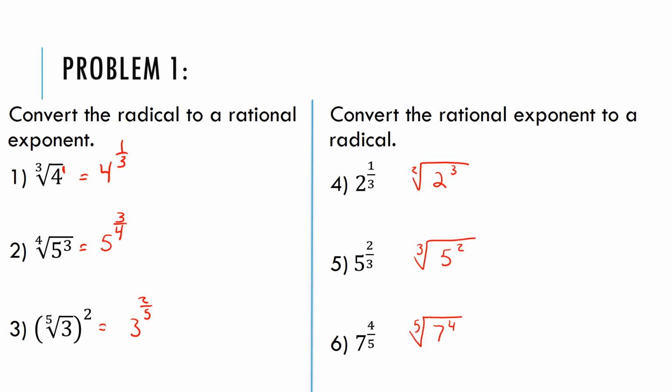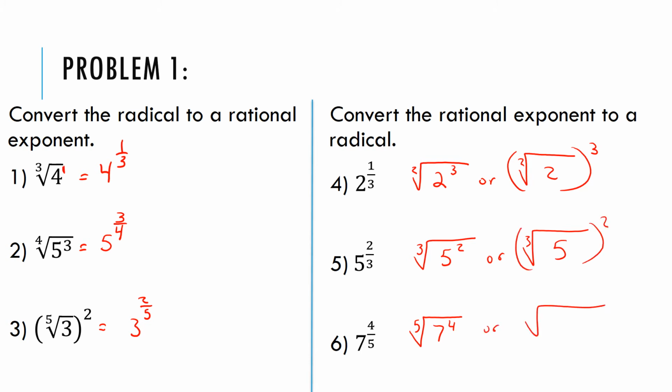Now, one thing about converting rational exponents to radicals and radicals to rational exponents, there's something that you can actually do. There's two ways to write it. You could rewrite it as the square root of 2 in the entire radical raised to the third power. And same thing here. You could have the cube root 5 all raised to the second power. Or you can have the fifth root 7 raised to the fourth power.